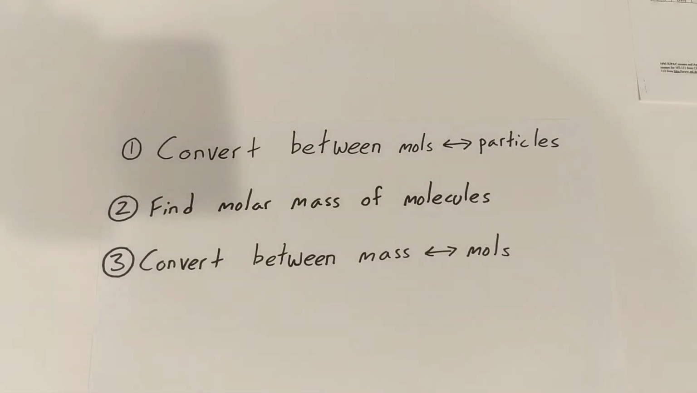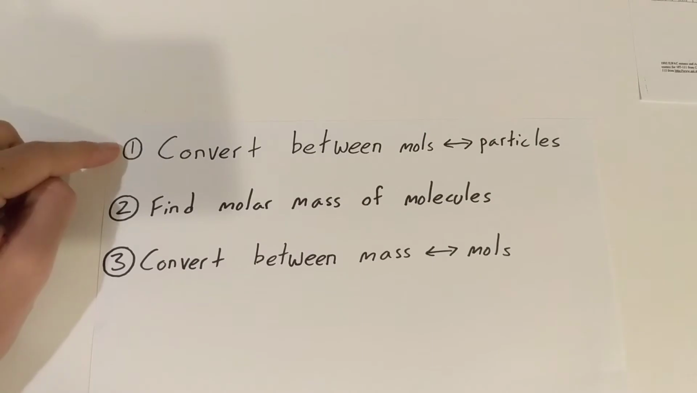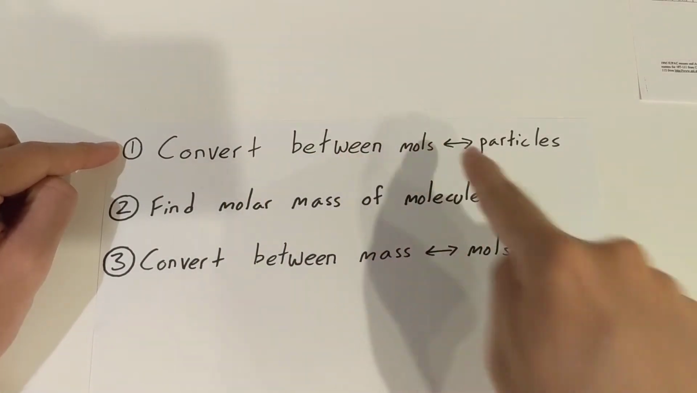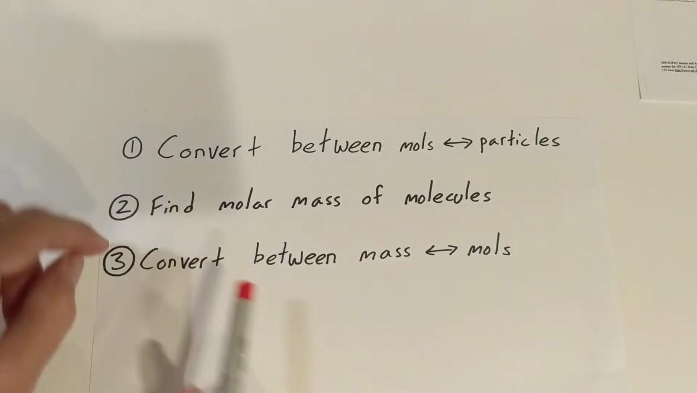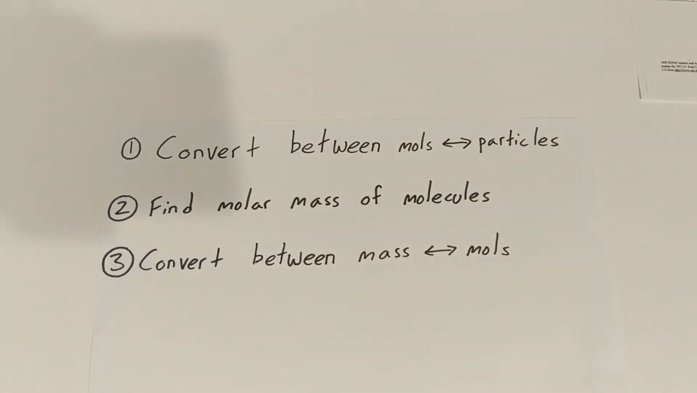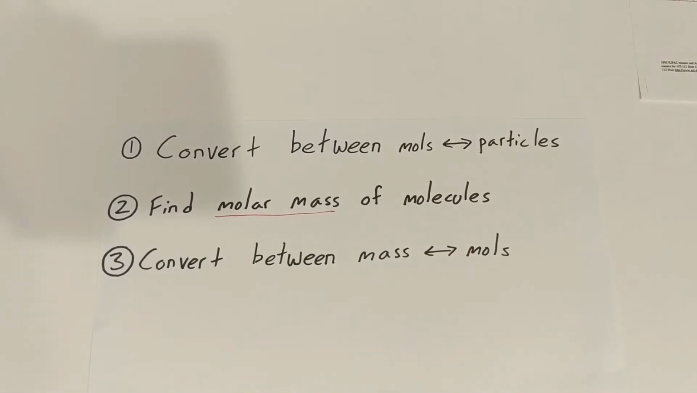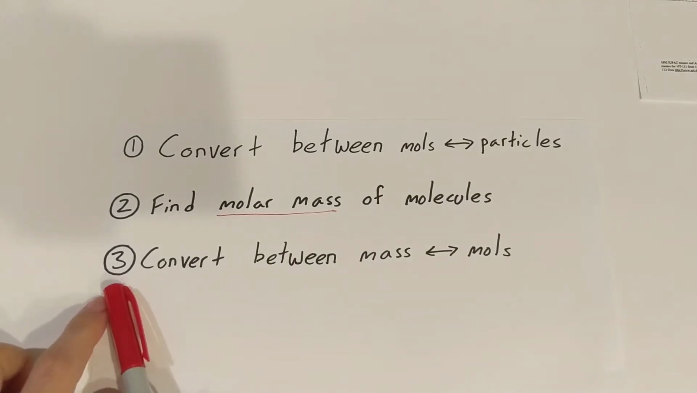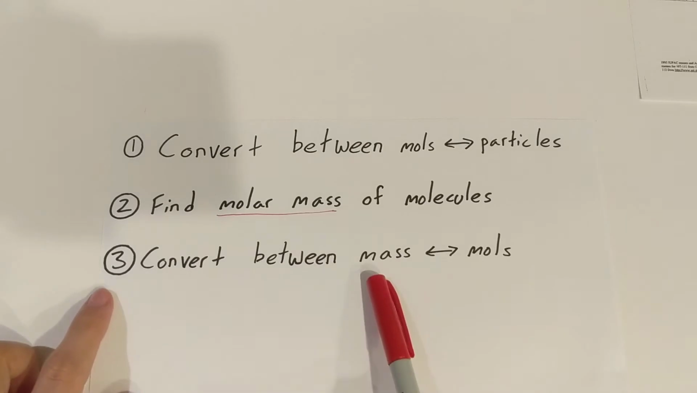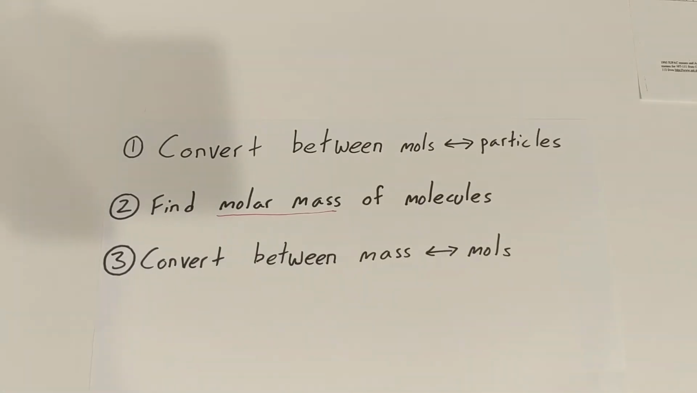All right, this week we started learning about the mole. And in this lesson, we're going to be doing 3 of the main types of problems that we're going to see. So by the end of this week, we should be able to do problems where we're converting between moles and particles. We should be able to find the molar mass of molecules. So that'll be something that becomes very important. And then the last thing we should be able to do is be able to convert between mass and moles.